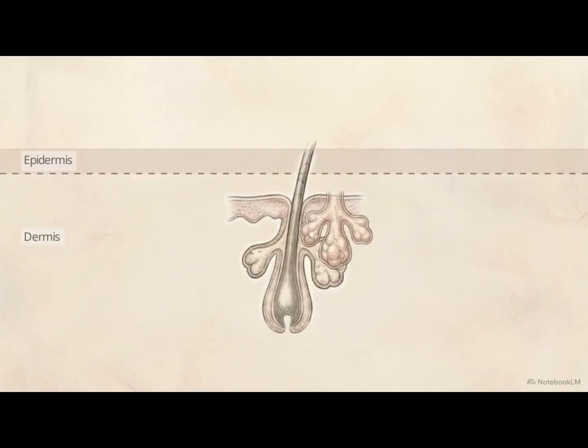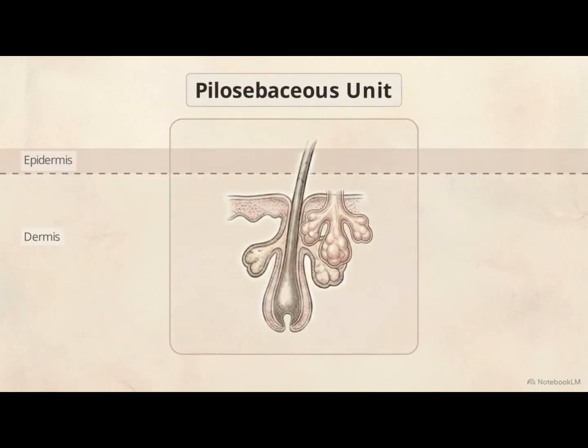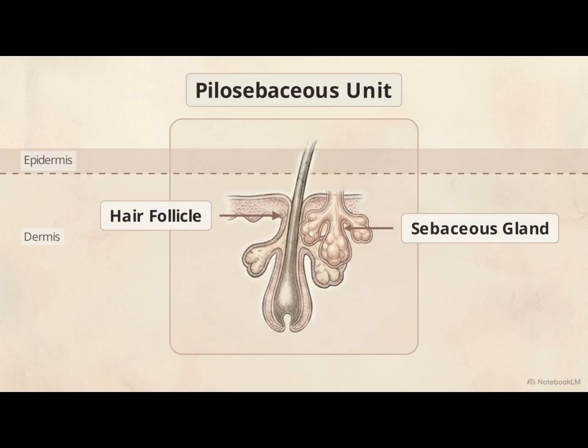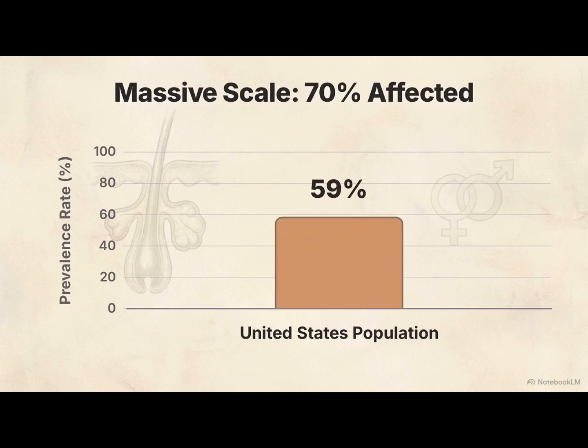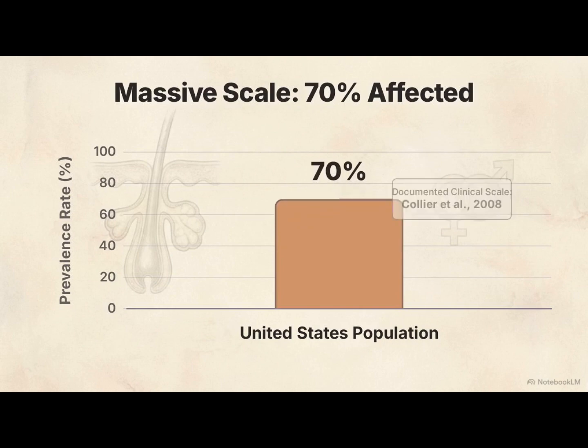Acne vulgaris is a complex inflammatory disease of the pilosebaceous unit, the anatomical structure comprising a hair follicle and its accompanying sebaceous or oil-producing gland. It is a strictly biological cascade, completely unrelated to the myth of having dirty skin. This chart shows the massive demographic scale of the condition. In the United States alone, it affects over 70.